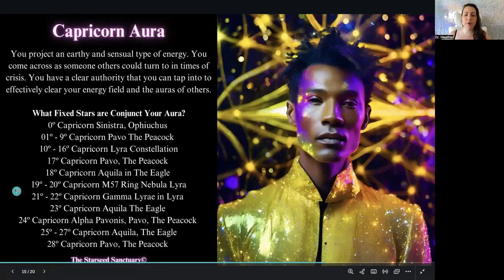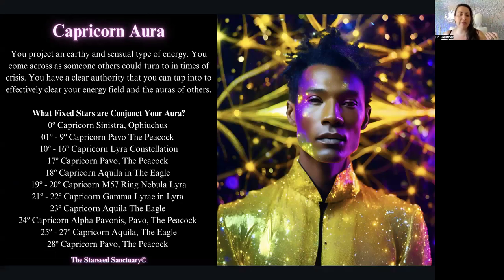All right, next up, we have the Capricorn aura. So if this is your natal asteroid aura placement in the sign of Capricorn, you're generally going to project a really earthy, sensual type of energy. You come across as someone others could turn to in times of crisis. You're like a rock, right? Like you're very dependable, very reliable. Your energy field radiates that. Even if you don't have other Capricorn placements, this is your natal asteroid aura.